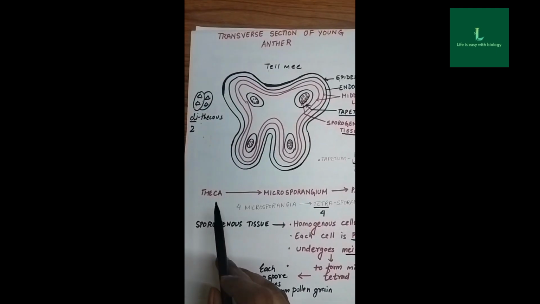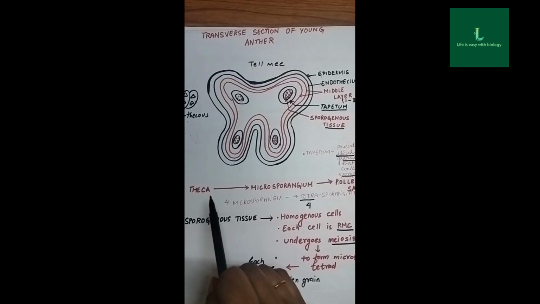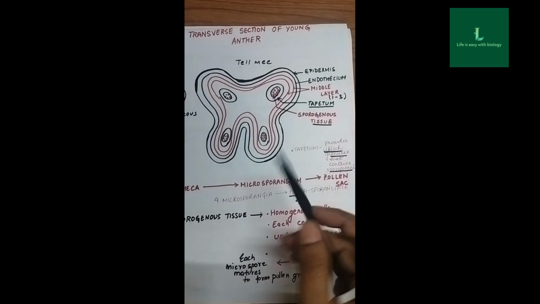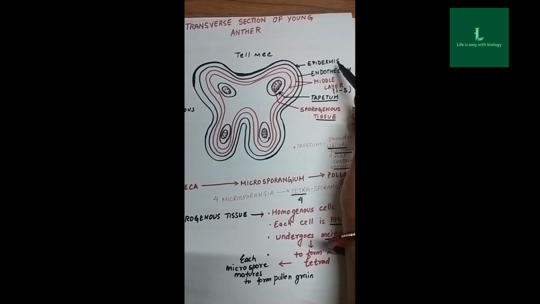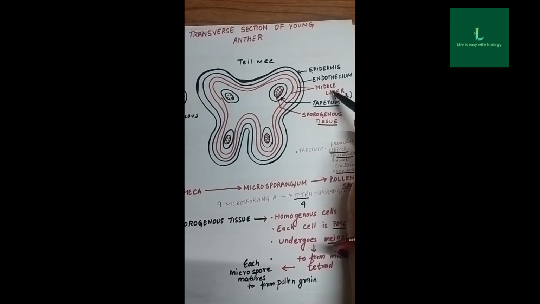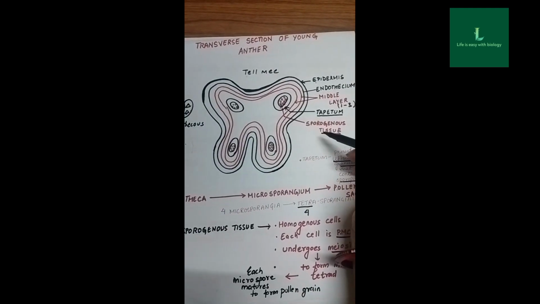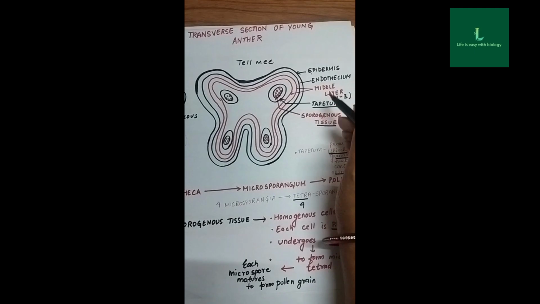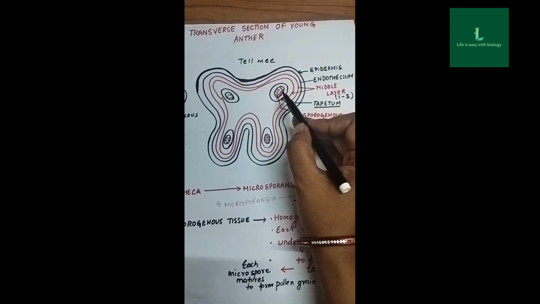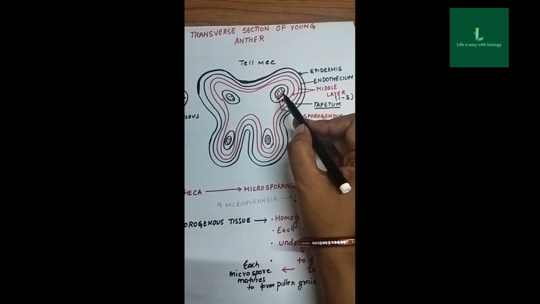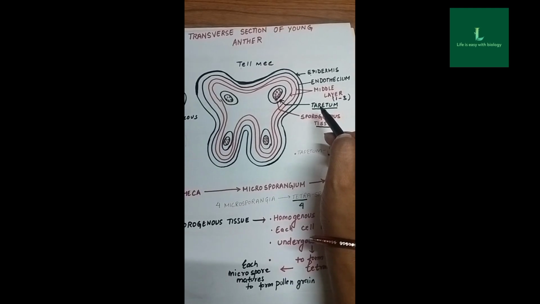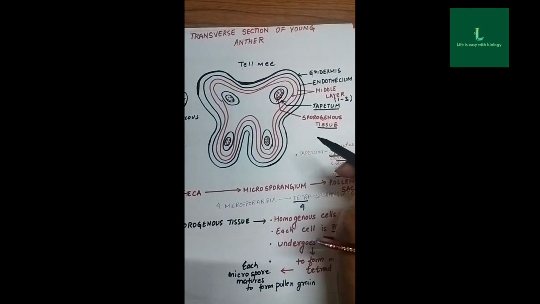Now see here, I've told you the theca matures to form the microsporangium. The microsporangium further matures to form the pollen sac. Now these three outer layers, epidermis, endothecium and middle layer, are responsible for protection. Protection of what, student? It provides protection to the sporogenous tissue, which will further form the pollen grain. Fine. And the function of the tapetum is to provide nourishment to the developing pollen grain.